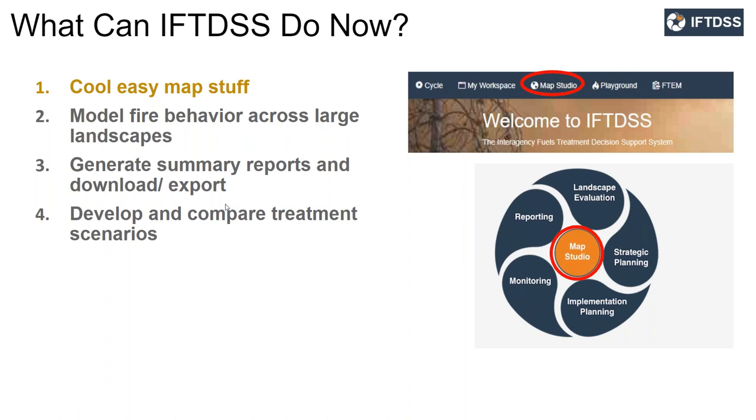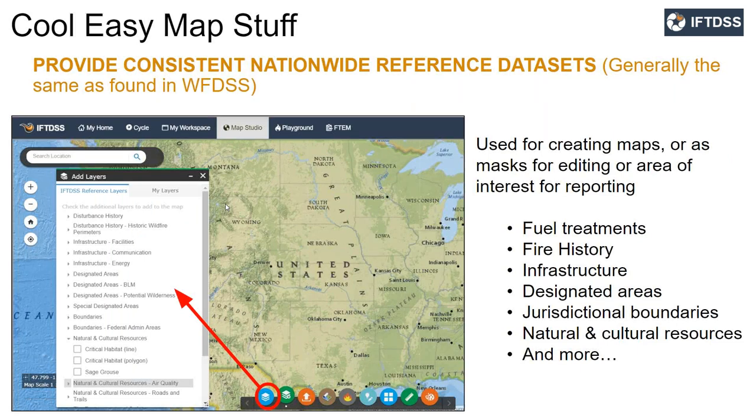So to dive into those a little bit deeper, the cool, easy map stuff. Within the application, there's a large set of reference data. This is all web-based, and these data layers are primarily pointing to data services at this point. So we have the most current versions that are approved out there, and they update automatically at the data service level. Most of the layers contained in WFDSS are available, as well as additional ones that we thought of use for fuels treatment planning, so fire history, fuels treatments, et cetera.